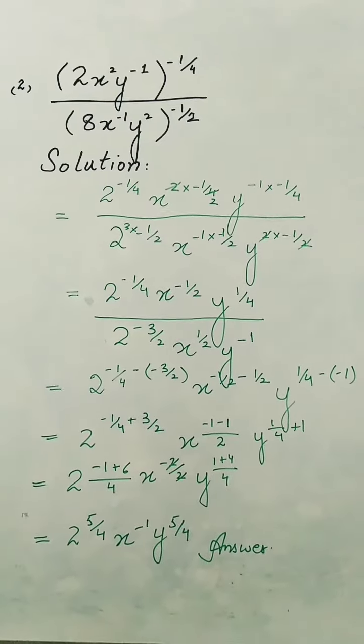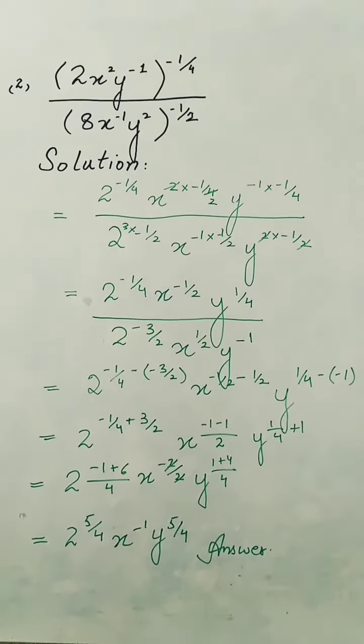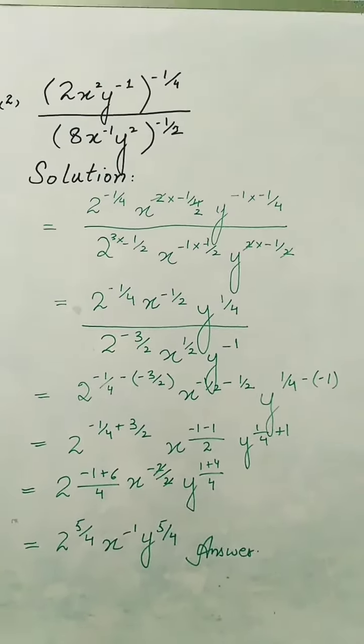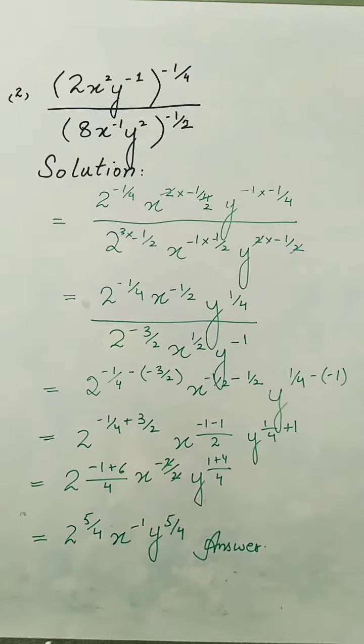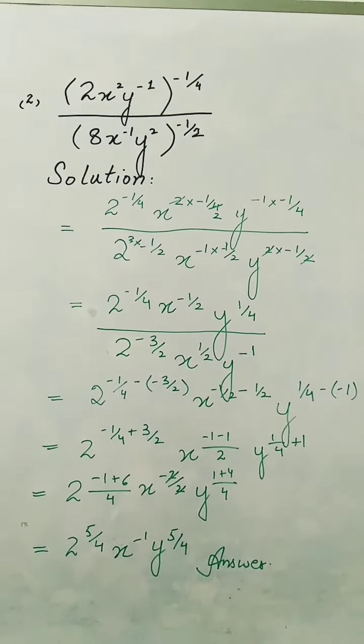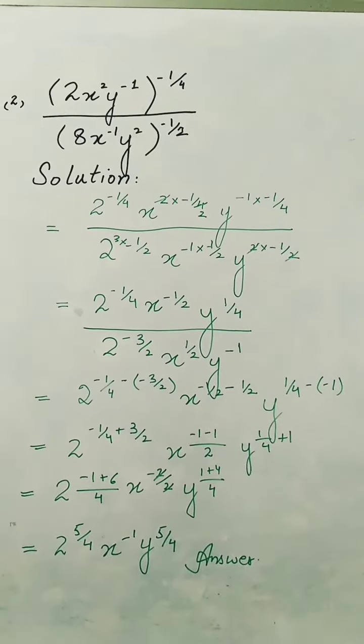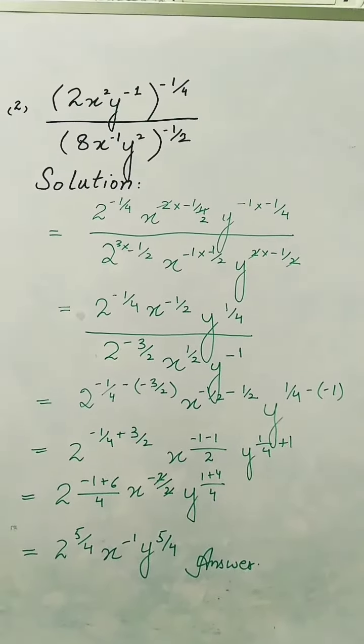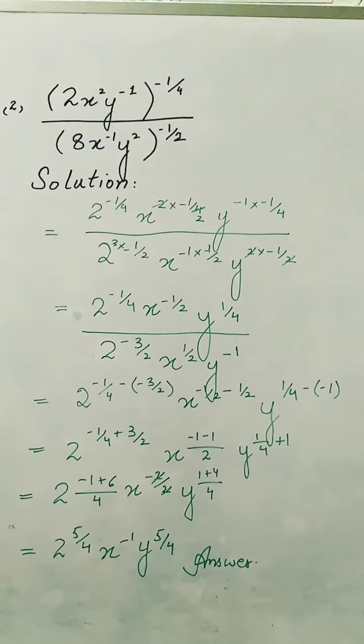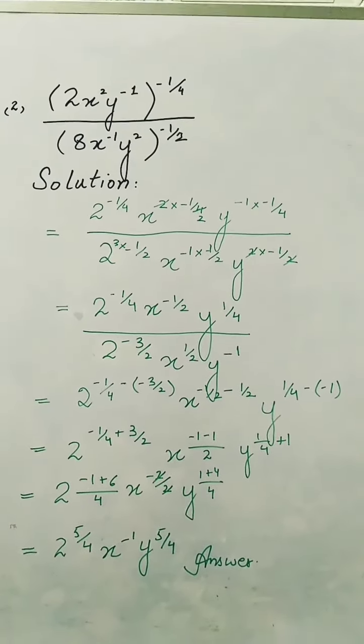Divided by 2 raised to the power minus 3/2, as 3 multiplied by minus 1/2 comes out as minus 3/2. X becomes 1/2, as minus 1 multiplied by minus 1/2, minus minus is plus, and the answer is 1/2. And y becomes y raised to the power minus 1.